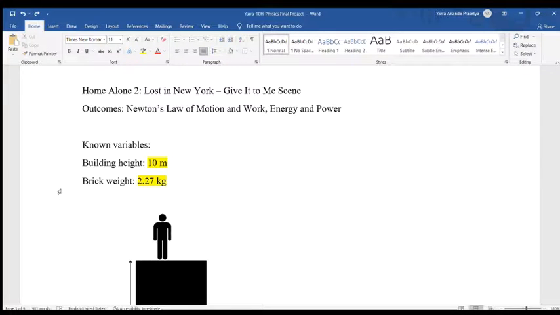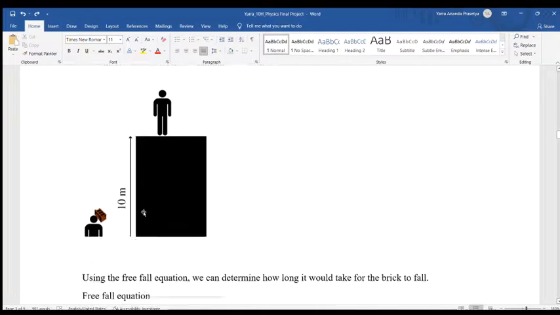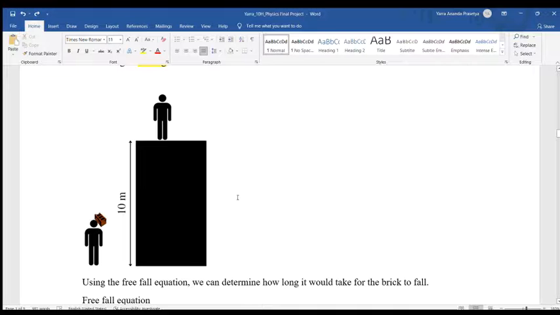Okay, so this scene is going to cover two topics: Newton's laws of motion, and work, energy, and power. So, the known variables, we only know two. The building height: Kevin is throwing the bricks from a 4-story building in New York, and an average 4-story building in New York would measure about 10 meters in height, and the average brick weighs about 2.27 kilograms or so, right? So Kevin is throwing a 2-kilogram brick at Marv from 10 meters in the air.